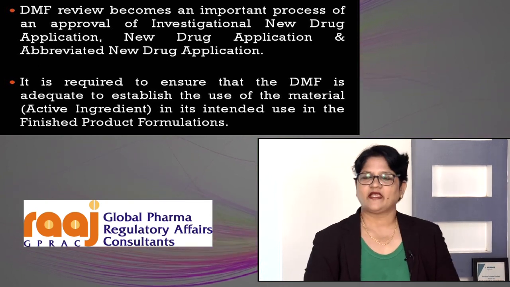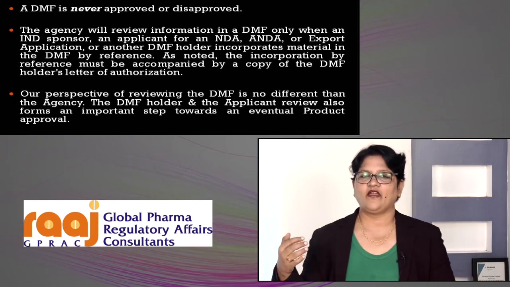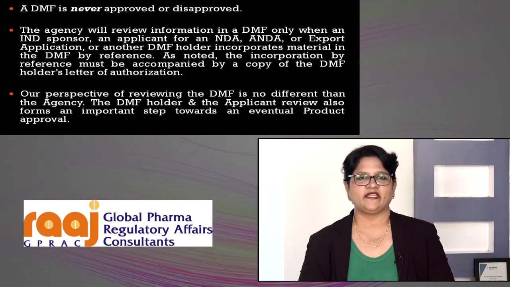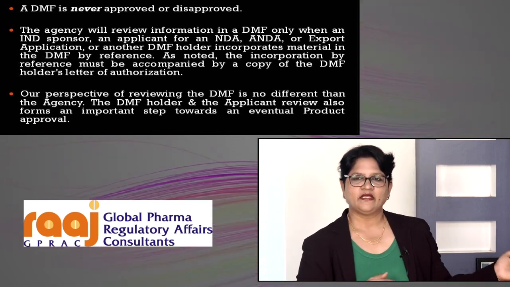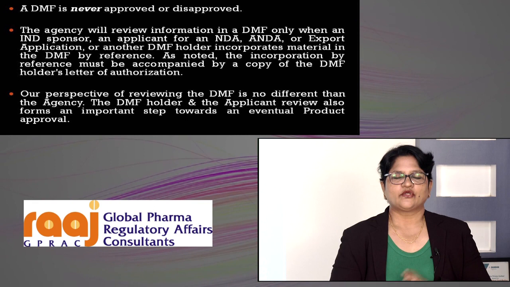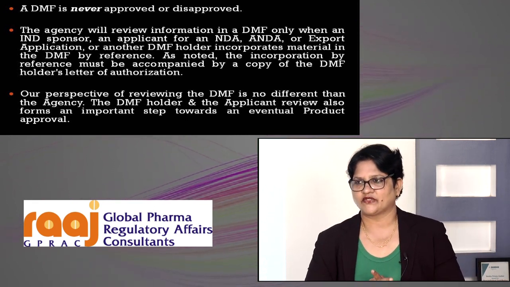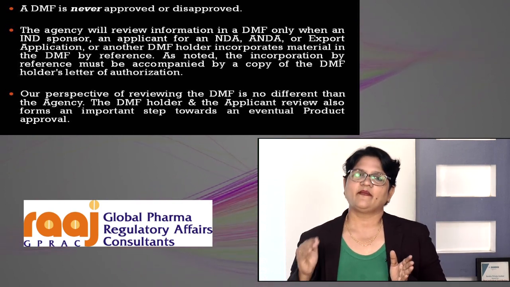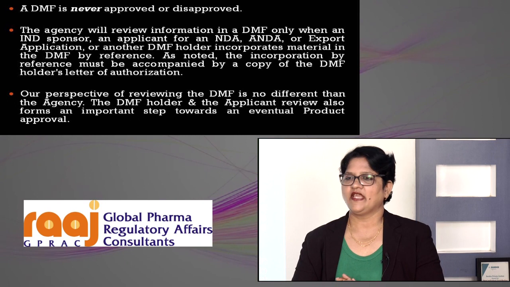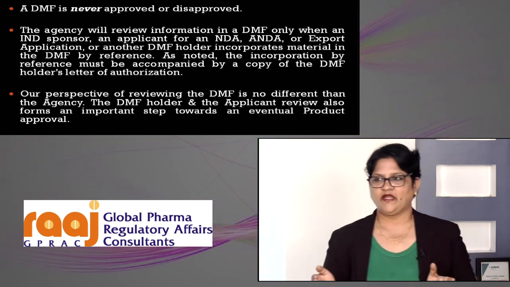If the FDA has any queries regarding the DMF, whether the impurity levels are high or any kind of queries which come to the FDA's mind, it can directly ask the DMF holder. So, while compiling the ANDA or the generic application, you have to give the letter of authorization to FDA, and based on that letter of authorization, FDA may revert back to the DMF holder as well as the applicant.